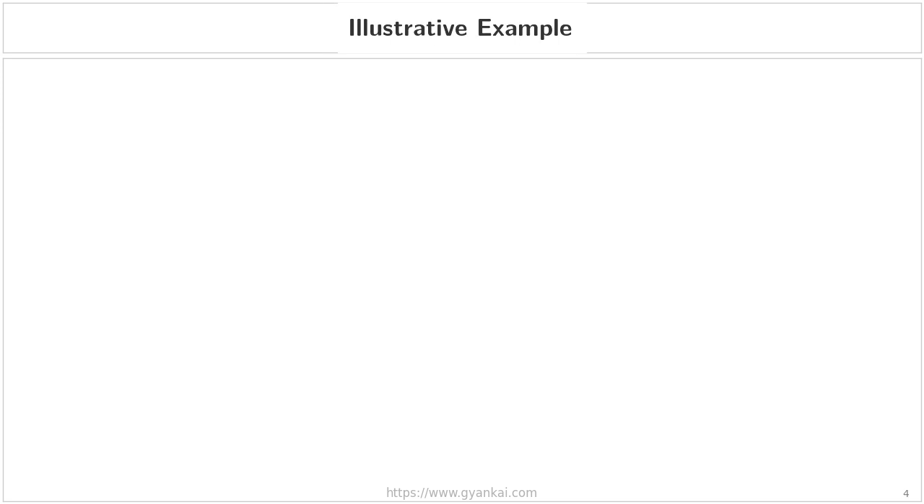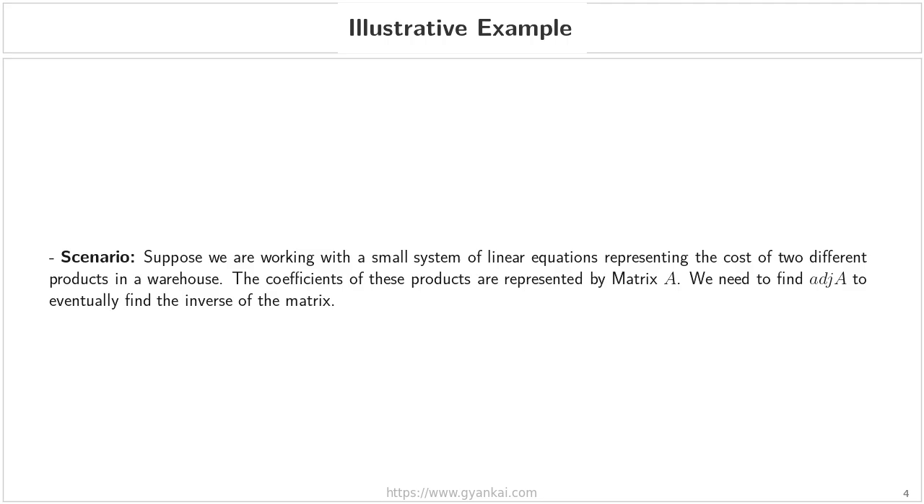Illustrative example. Now that we have understood the theory and the steps behind the shortcut, let's put it into practice with a concrete example. Imagine you are managing a warehouse and you're working with a small system of linear equations to track the costs of 2 different products. The coefficients for these products are captured in matrix A.